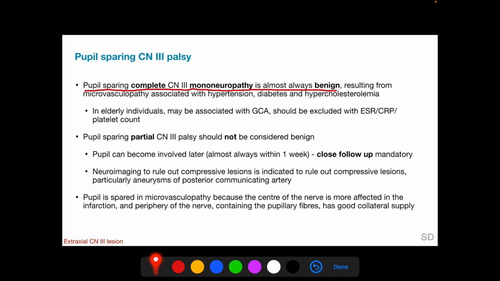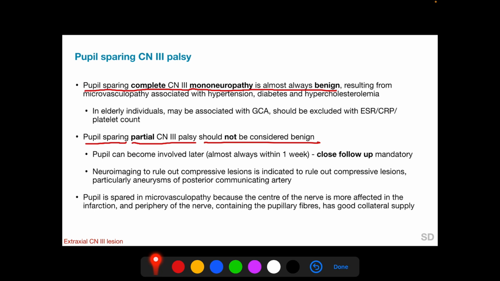A pupil-sparing partial CN3 palsy should not be considered benign. So this is also a very important statement. A partial or incomplete CN3 palsy, even if it does not involve the pupil, that means the pupil is not dilated and reacts to light, should not be considered benign, because the pupil can become involved later and a close follow-up is mandatory. Usually if the pupil is to become involved, it gets involved almost always within 1 week of onset of the partial CN3 palsy.